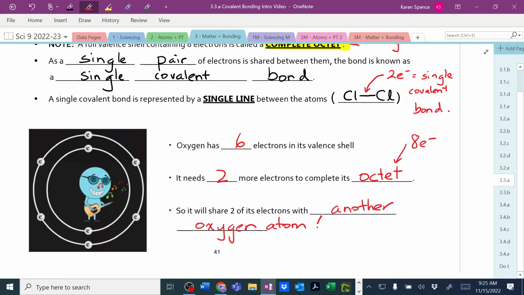Oh, that's so weird. The picture's different. Huh. Oh well.